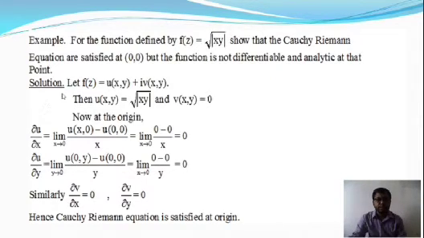Okay, so let's start. Consider the function f of z is equal to u of x comma y plus i into v of x comma y.